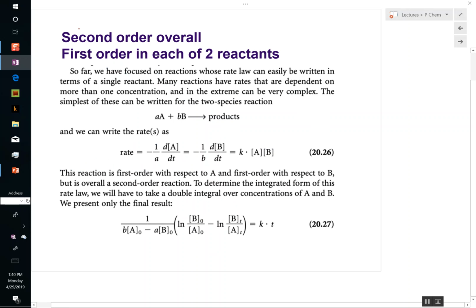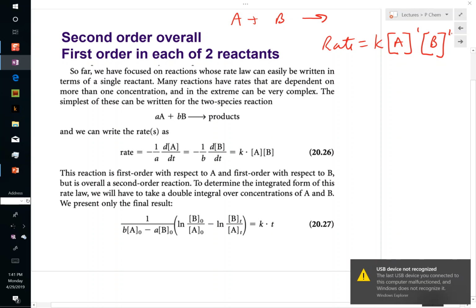All right. This is where we'll start on Wednesday. Second order overall in two reactants. So this is this situation here. We've got A plus B going to something, and the rate law is A to the first power, B to the first power. It's first order in each of the two reactants, and it's second order overall. We'll get into that one on Wednesday.